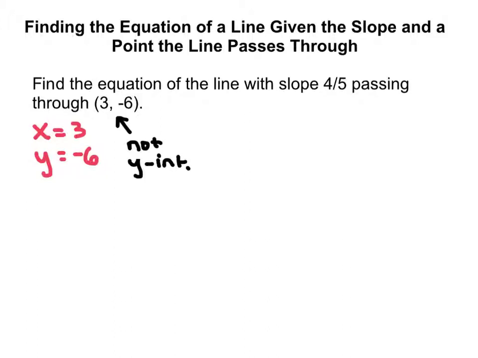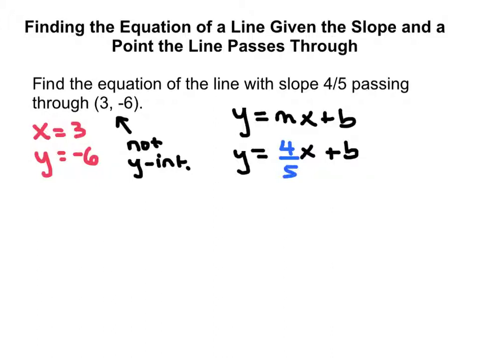So when it's not the y-intercept, that means we cannot just plug in directly for b when we're looking at our slope-intercept form, y equals mx plus b. So we'll keep that in mind as we move along the problem. If our slope is 4/5, we can at least fill in what we know. So y equals 4/5 x plus b.